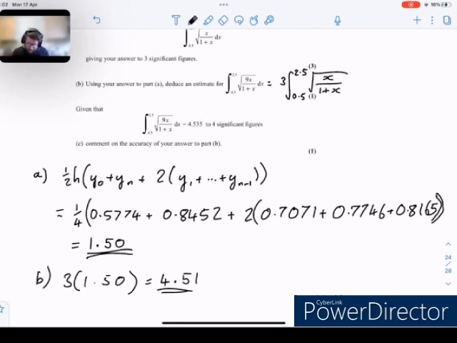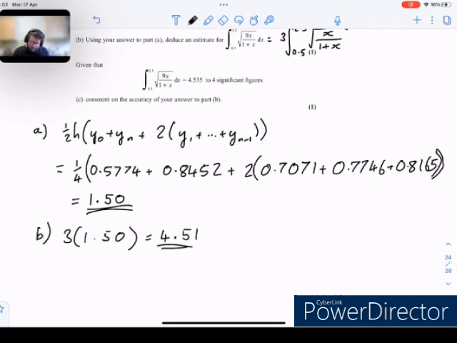C. Okay. Comment on the accuracy of your answer to part B. So the answer was actually 4.535. So how far away were we? So we got 4.51. So that's 4.535 minus 4.51. So it's an error of 0.025.